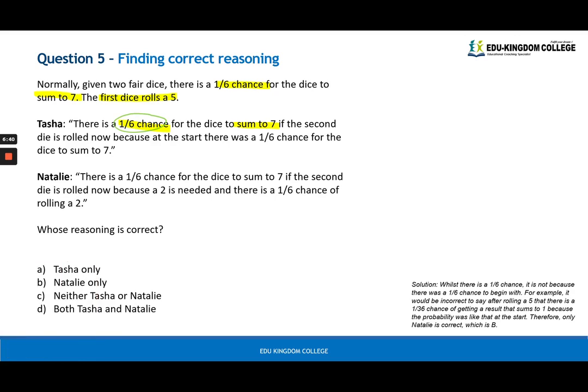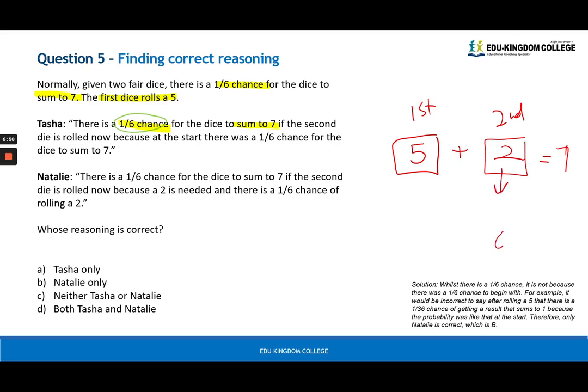What we know now is that the first die is fixed. It showed a 5. So the second die must show a 2 for these to add together to get 7, right? What is the chance of this being 2? 1 in 6. That's why it's 1 in 6. Not because at the beginning there is a 1 in 6 chance altogether, right? This was including 1 and 6, 4 and 3, and so on. There's 6 out of 36 chances. That's why it's 1 in 6.